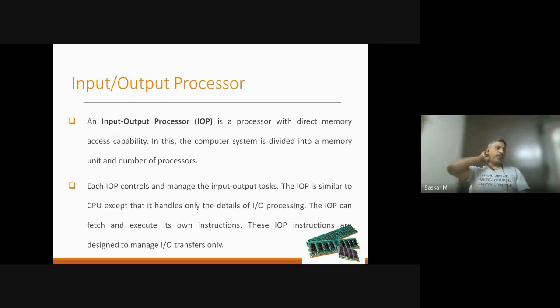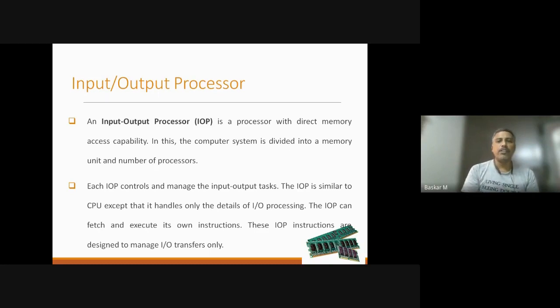operations. In these IO operations, we are going to use one special processor to handle all those IO data transfers. That processor we can call the input output processor. The IOP is a processor with direct memory access capability.